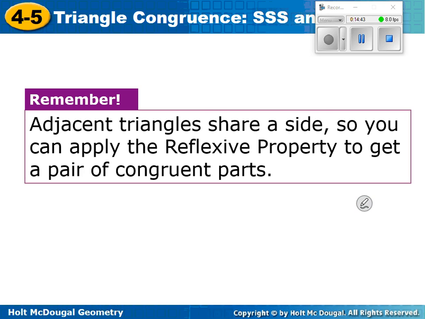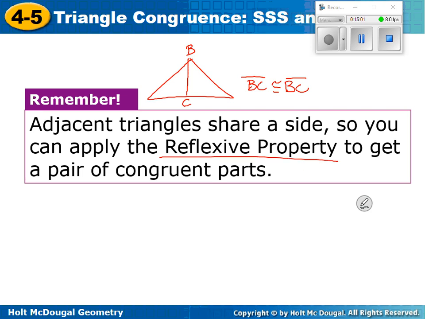Just a reminder of a property that we used last class period. If adjacent triangles share a side, you can prove that side BC is congruent to side BC using what property? Reflexive property. Okay, so don't forget that. That also works if they share an angle. If they happen to have an angle in common, then you would say that that angle is congruent to that angle by reflexive property.